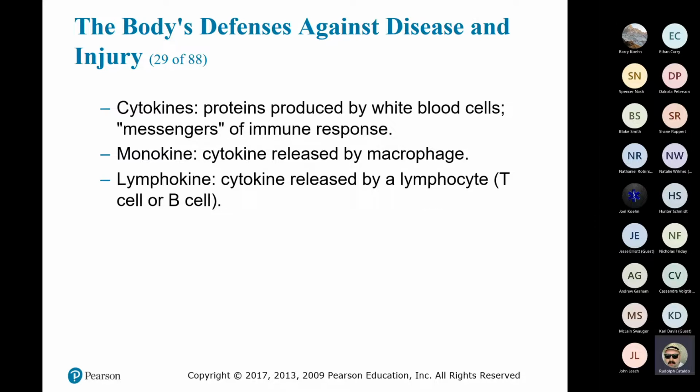Monokines are cytokines released by our macrophage. Again, I don't expect you to remember what a macrophage is. And then a lymphokine. What I do want you to remember is we focus on T and B cells. Remember, a T cell is more of a helper cell, whereas a B cell is more of an attacker cell. So a T cell might help the immune response attack something, whereas the B cell attacks it primarily.